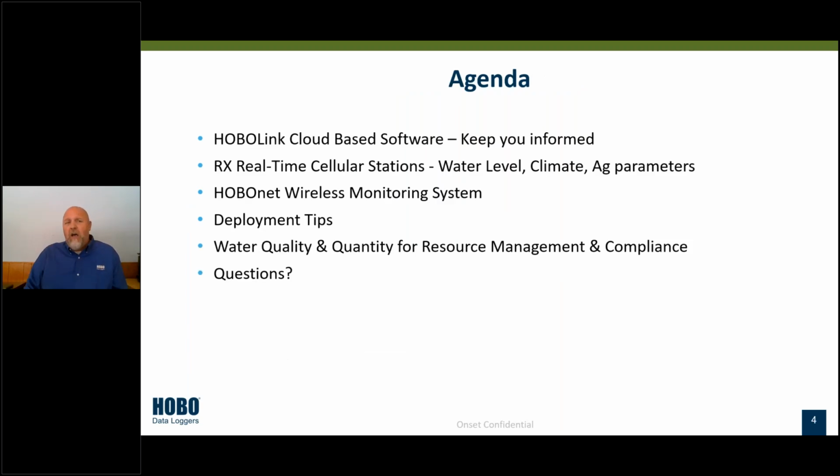Here's a quick agenda of what we're going to be talking about. We are going to go over our HOBOlink cloud-based software, which is the way to keep you informed so you can see your data. We will go over the RX real-time cellular stations, mainly the water level, climate, and ag parameters. Then I'll touch a little bit on HOBOnet wireless monitoring systems, our mesh network that connects to the real-time cellular stations. I'll give you some deployment tips, and I've got a couple of gems as takeaways if you're out doing the applications. I also want to touch on water quality and quantity for compliance, because water is a very precious resource. All of us are dealing with that, and more and more we need to start testing water quality. After that, we'll get into some questions.